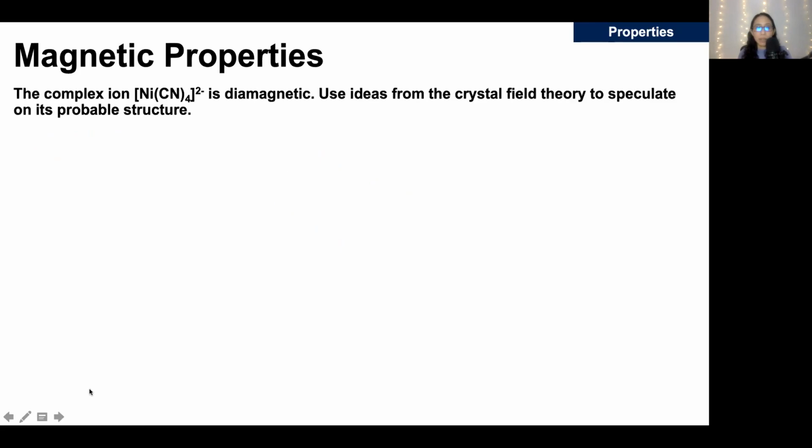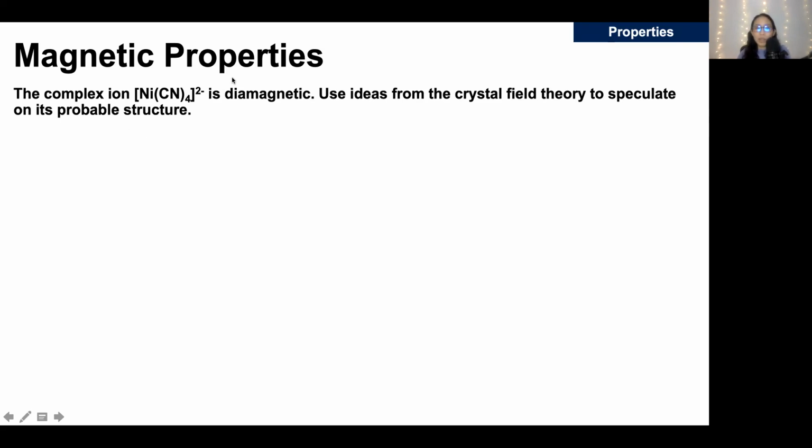Next, the complex ion tetracyanonickelate(II) is diamagnetic. Use ideas from crystal field theory to speculate on its probable structure. Okay, so we have two options here. Is it square planar or tetrahedral? We can try the tetrahedral first.